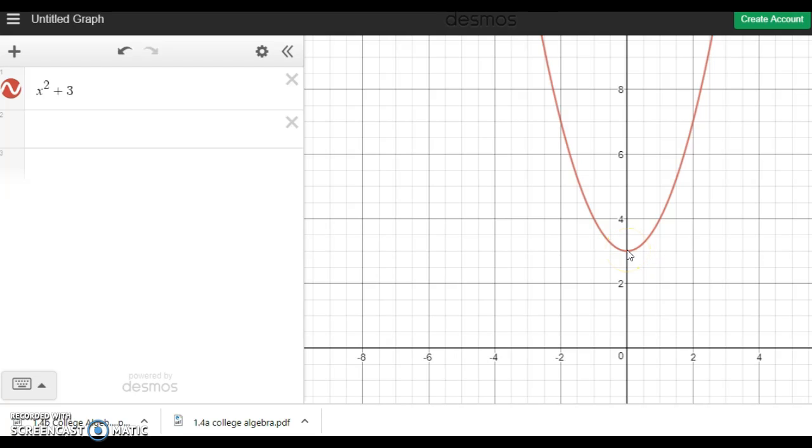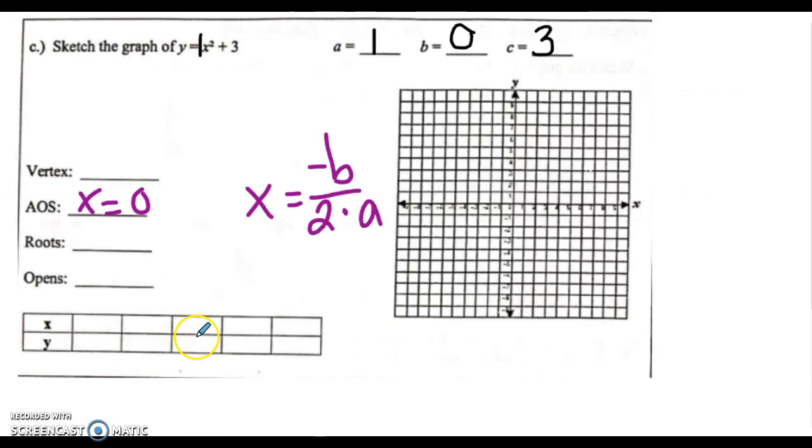And then where's my vertex? Right here at 0, 3. Is that a maximum or a minimum? It's a minimum. So at 0, 3, that's where my vertex is, right here. Okay, so from there, hopefully you know that I just go 1 to the right, 1 to the left, and then I'm going to go another one to the right, another one to the left.